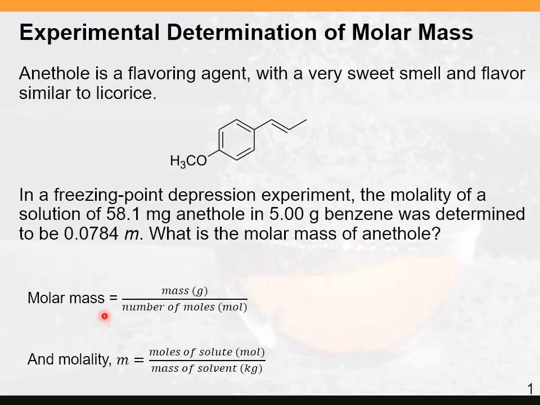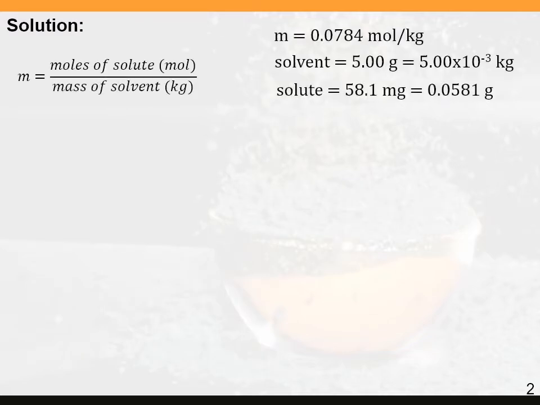To calculate molar mass, we are given the mass of the substance, 58.1 milligrams, and the number of moles is calculated from the experimentally determined molality. When plugged into this equation, the result will give you the molar mass. So here are the solution steps. We know that molality is moles of solute divided by kilograms of solvent. We are given molality, we are given the mass of solvent, and we don't know the moles of solute. That is the only unknown in this equation, so we can pull it out.